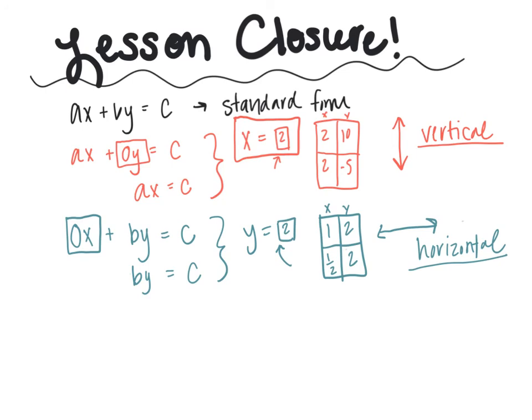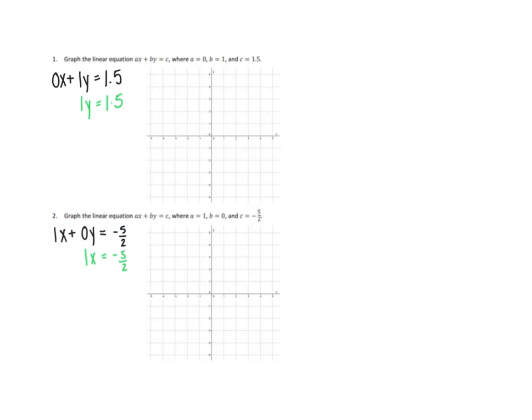Okay? So this is what we have learned today. Please make sure you understand everything before we move into our exit ticket. All right, here's your exit ticket. You have number 1 and number 2 that you're going to do. It says for number 1, graph the linear equation ax plus by equals c, where a is 0, b is 1, and c is 1.5.